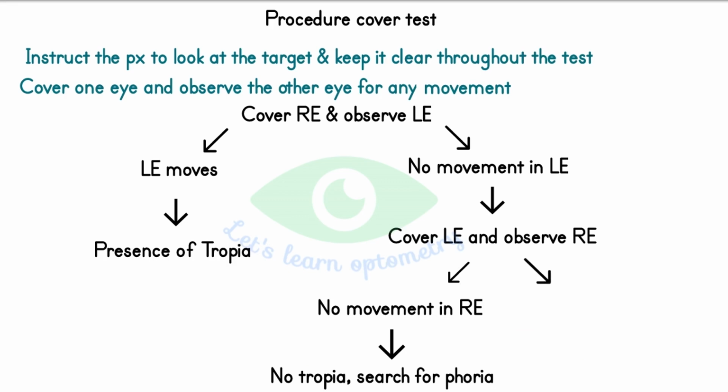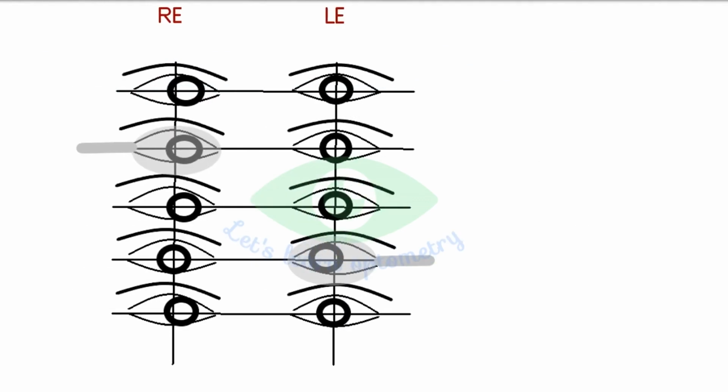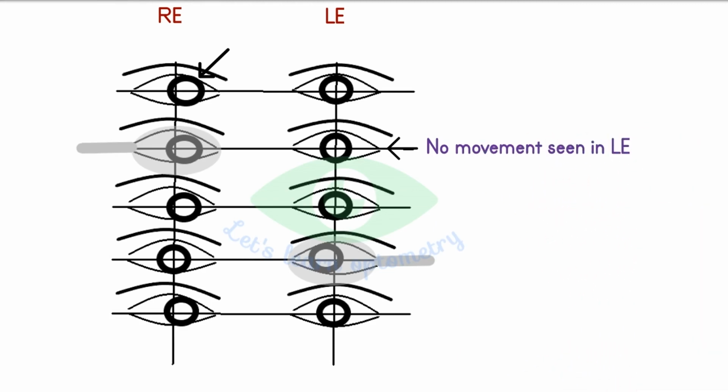But if we see the movement in right eye, it indicates the presence of tropia. In this example, we can obviously see that the right eye is deviated inwards, that is an esotropia of the right eye. Here, the right eye is the deviating eye and the left eye is the fixating eye. Let's see what happens when covering these eyes. When covering the right eye, the left eye shows no movement because it was already fixating the target at the beginning of the procedure itself.